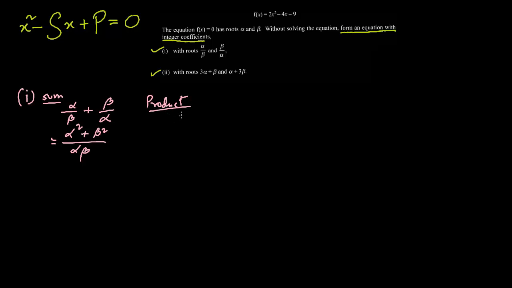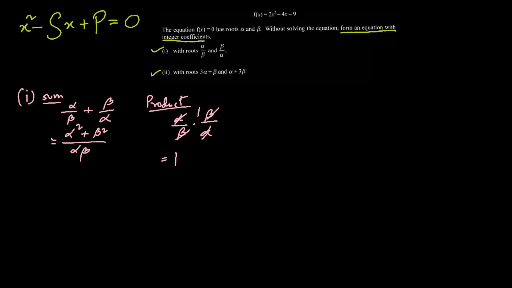The product would be alpha by beta, that is one of the roots, this is x1, and the other root is beta by alpha. So this alpha and this alpha cancel, this beta and this beta cancel. So we have the value to be 1. So the product of the roots is 1 and we are still stuck here.